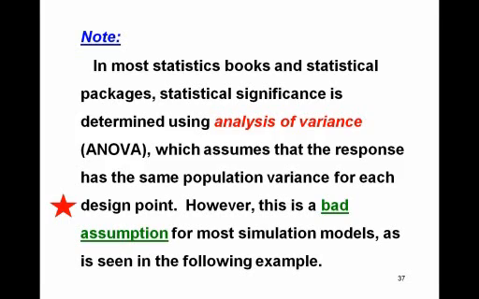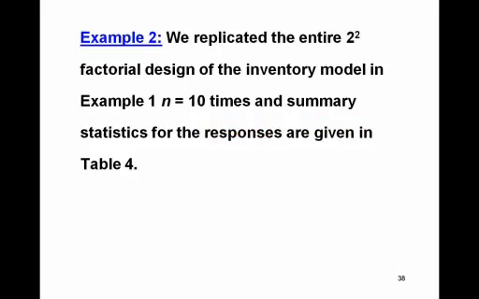And if you were to use analysis of variance to determine statistical significance, it assumes that the response has the same population variance for each design point. Homogeneity of variances. This is a common assumption through much of statistics. But as we're going to see in the context of simulation, this is not only bad, but it's generally a dreadful assumption, which calls into question the use of analysis of variance as found in standard design of experiments texts.